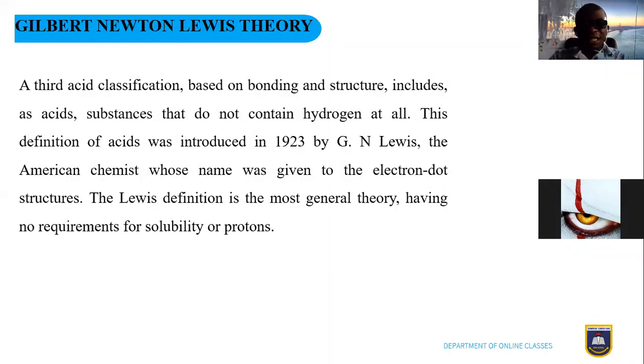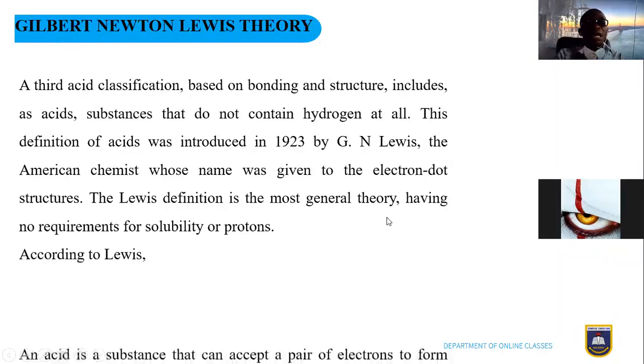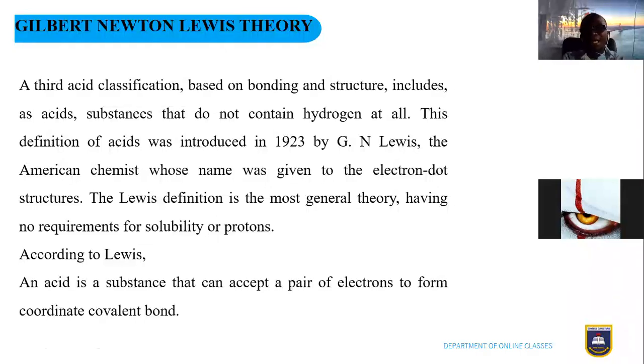The Lewis definition is the most general theory, having no requirement for solubility of protons. As for his theory, anything at all can be an acid. Well, not anything at all. Once you can accept electrons, or if you are positively charged, you can be an acid. If you are negatively charged, you can be a base. So what did he say? According to Lewis, an acid is a substance that can accept a pair of electrons to form a coordinate covalent bond.